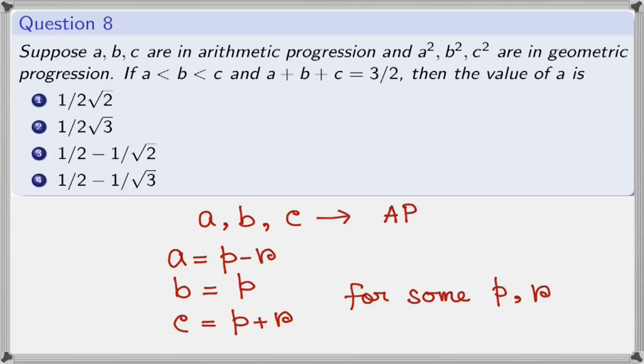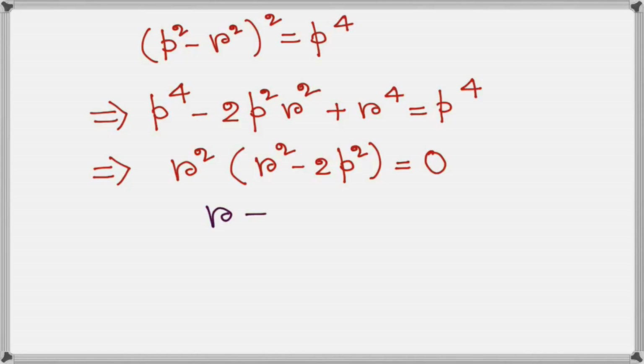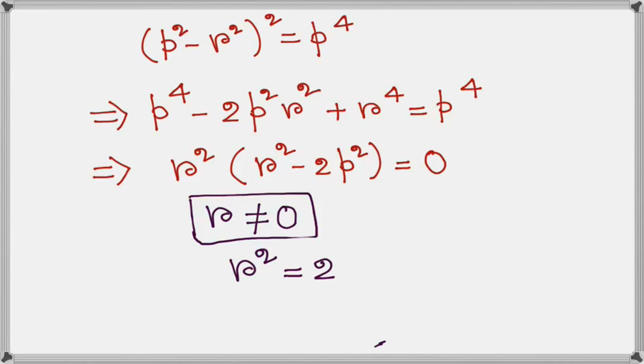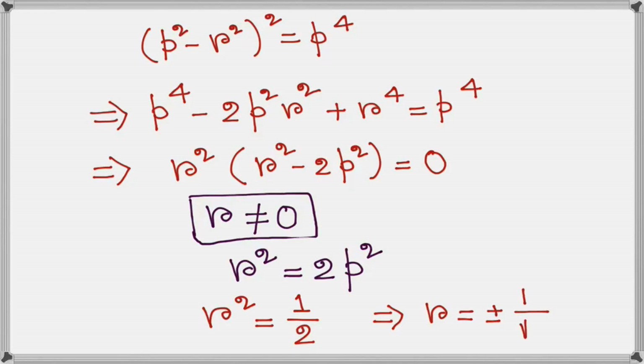Note that A, B and C are distinct numbers. A is strictly less than B and B is strictly less than C. So here we can conclude that R cannot be equal to 0. Therefore we must have R square is equal to 2P square. That means we have R square is equal to 1 by 2. So R is equal to plus or minus 1 by square root of 2.